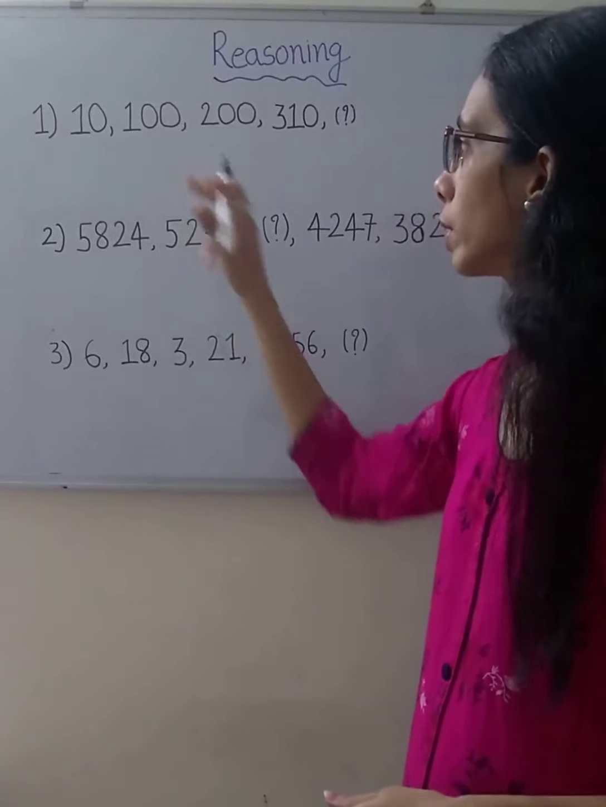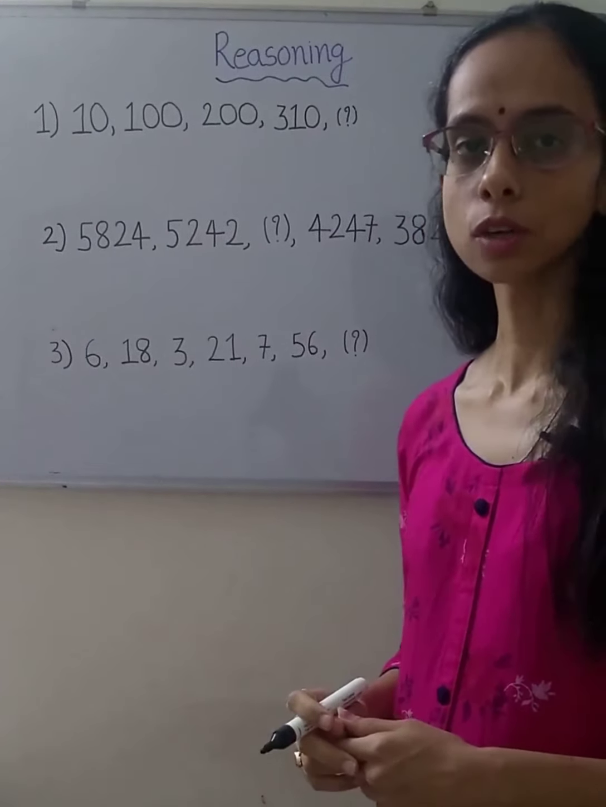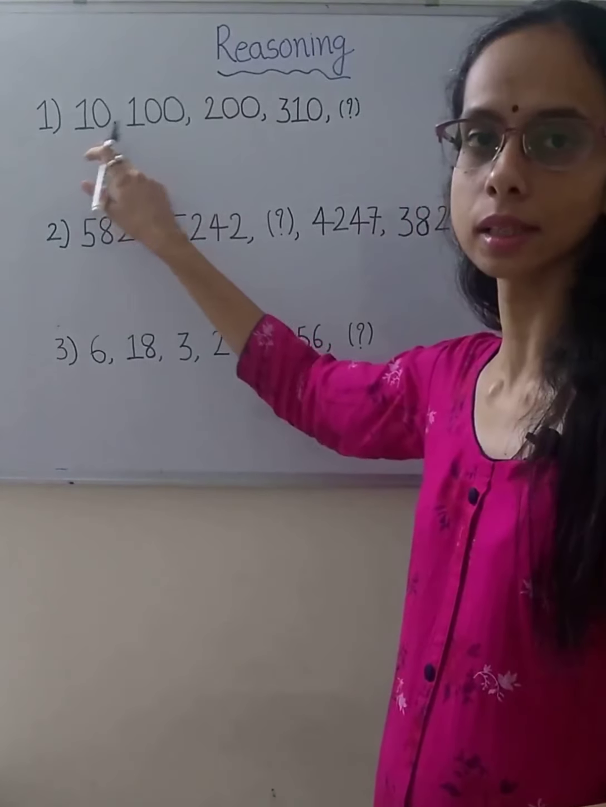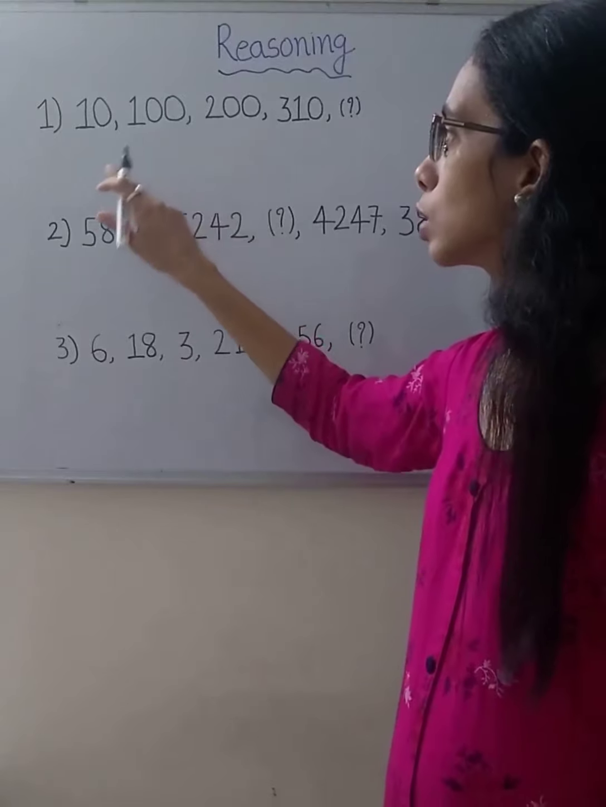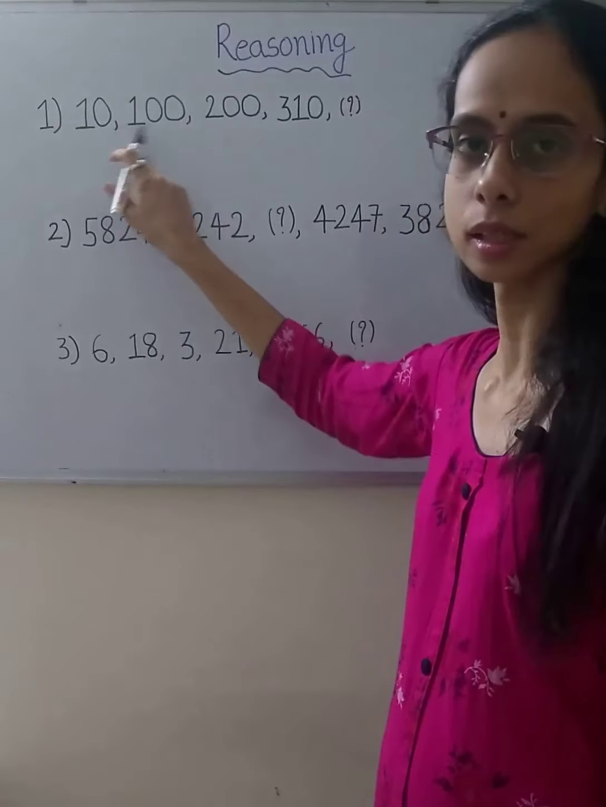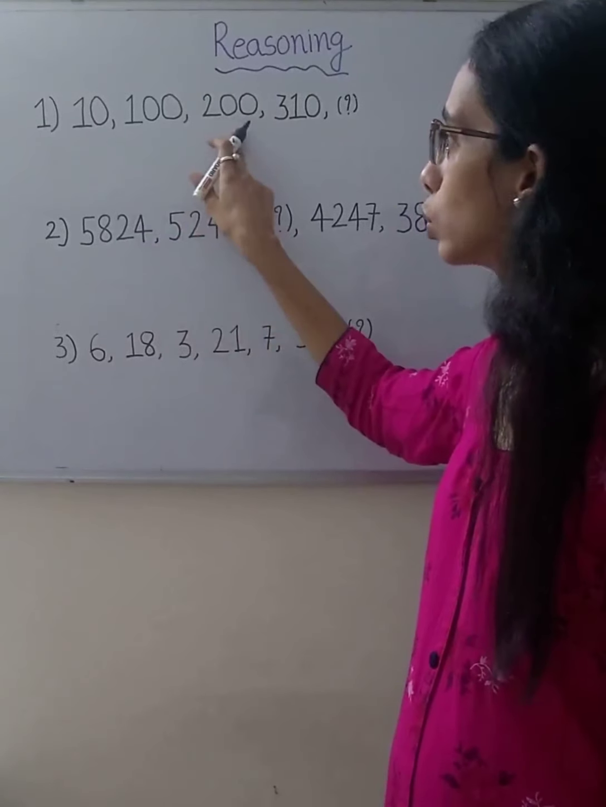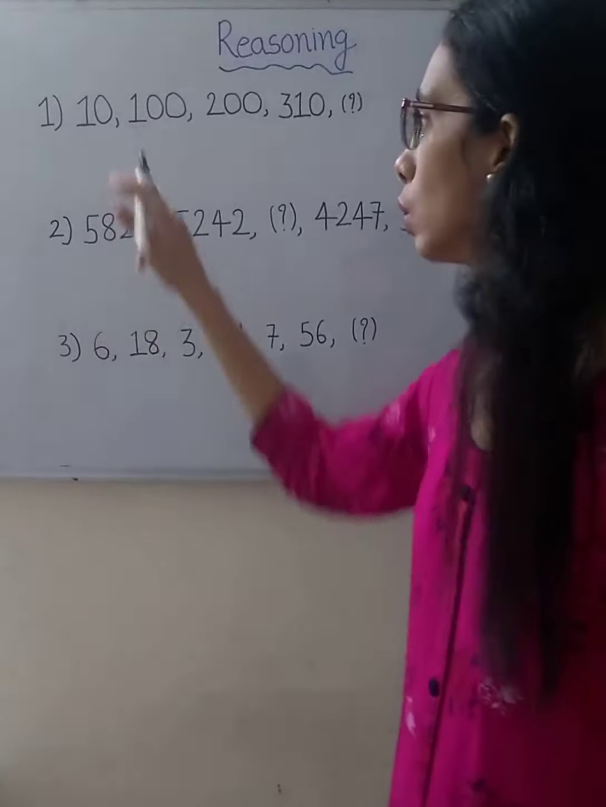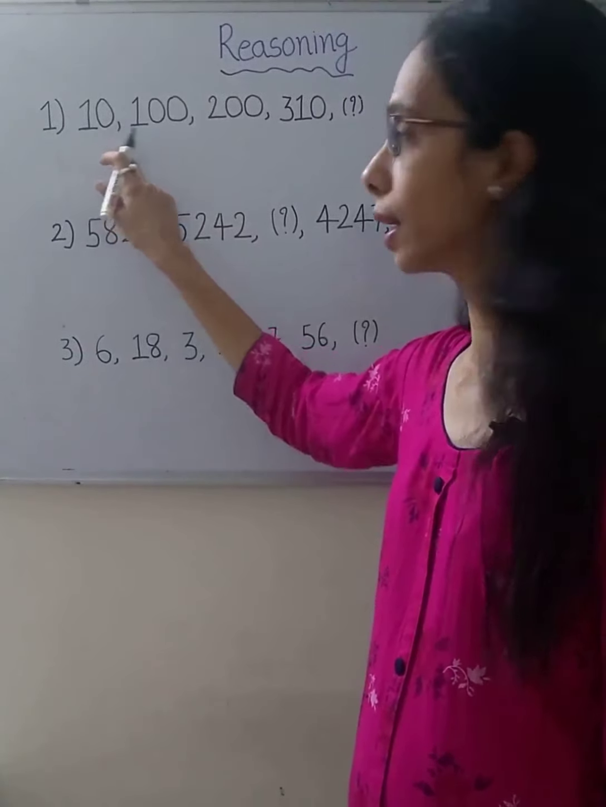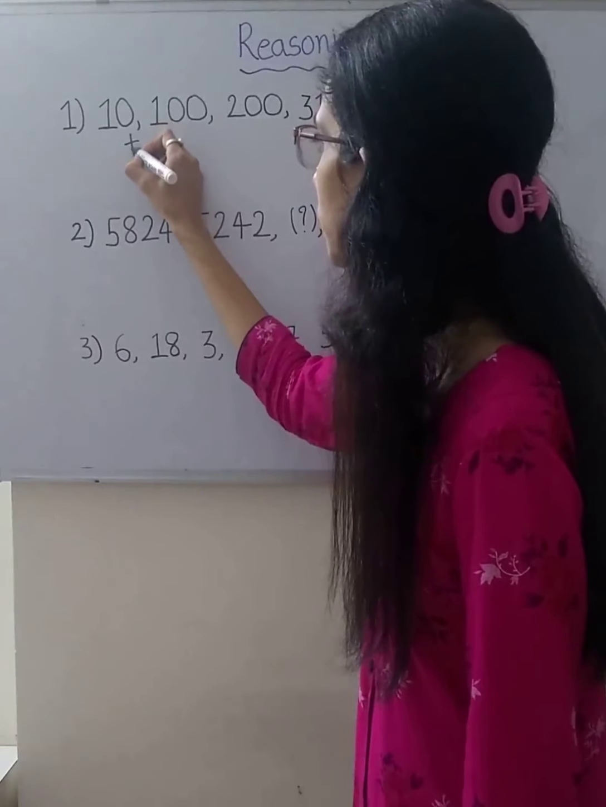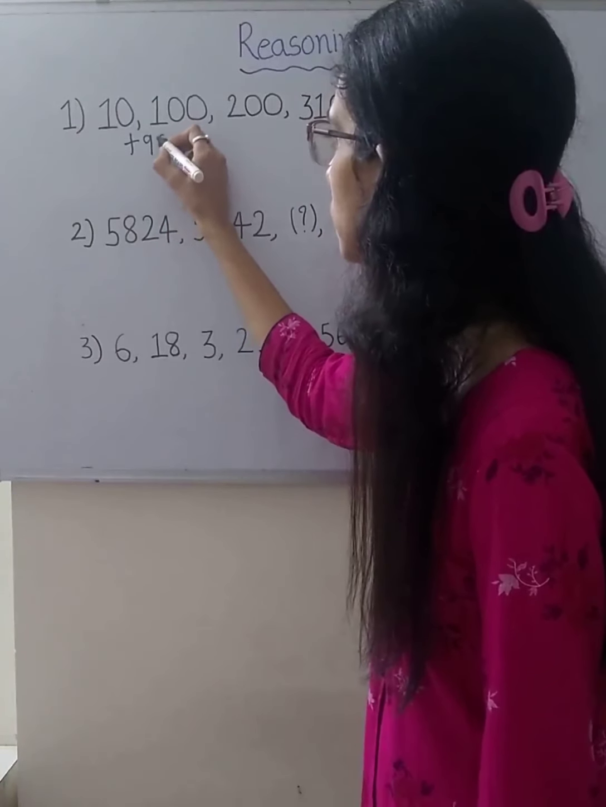So what do we have to do in this? First of all, we need to find out the relationship between two adjacent numbers. Here, which are the adjacent numbers? 10 and 100 are adjacent numbers. 100 and 200 are adjacent numbers, and so on. Now, what is the relationship between 10 and 100? Plus 90.